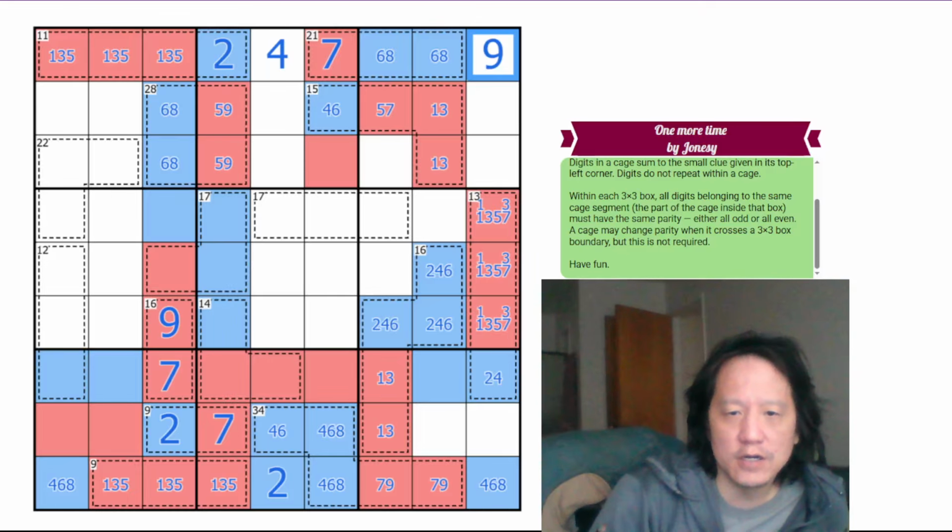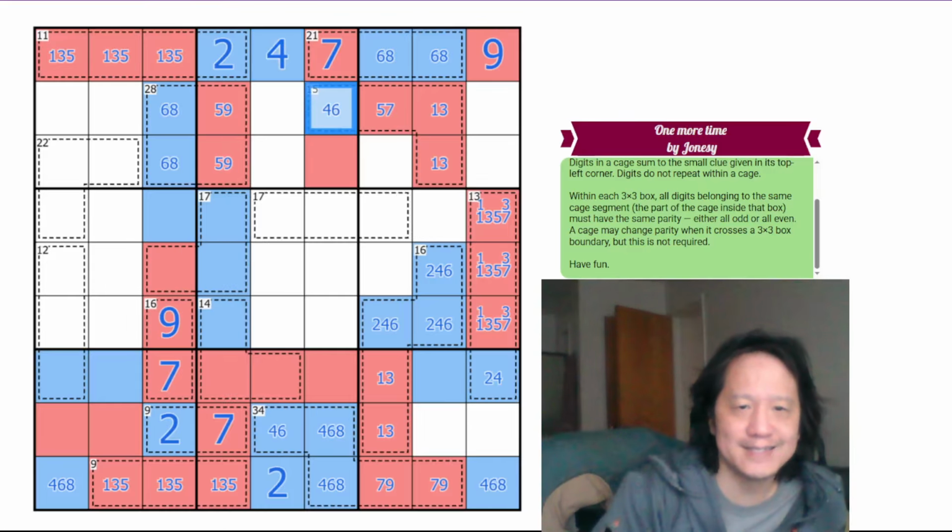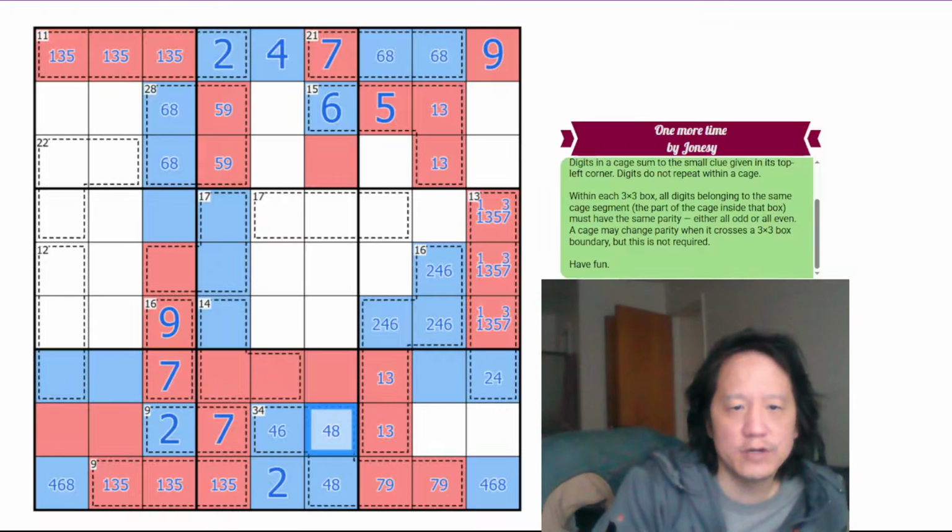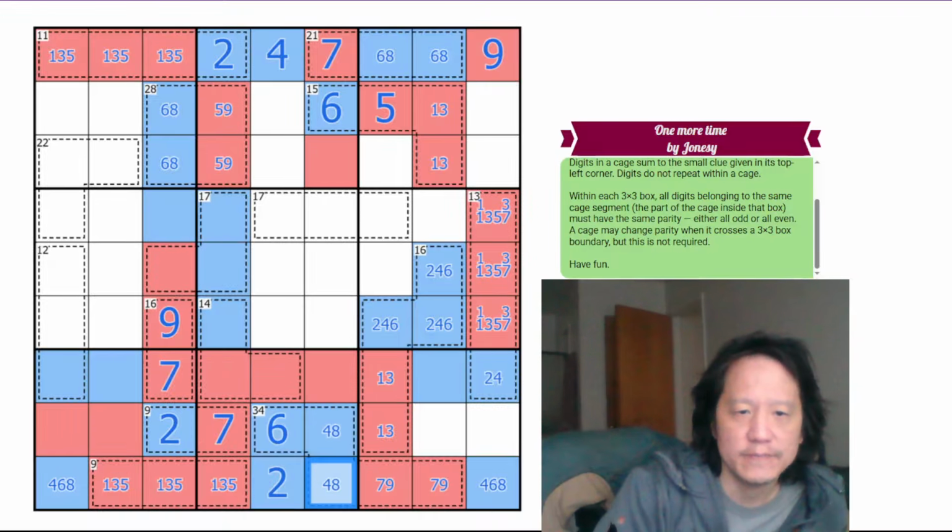So this is odd, and this must be even. This can no longer be 4, so it's 6 and 5, adding to 1 and 3 to add up to 15. Therefore, 6 cannot be here. This is a 4, 8 pair. The 4, 8 eliminates 4 and 8 in the rest of the box, so this is 6.